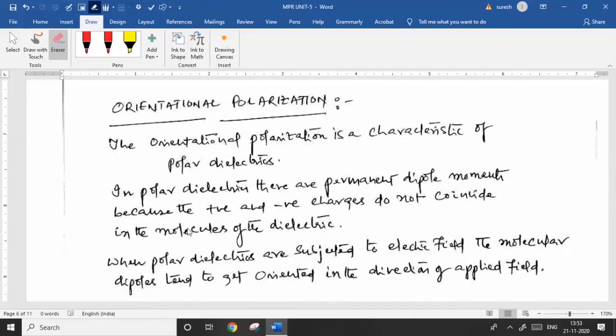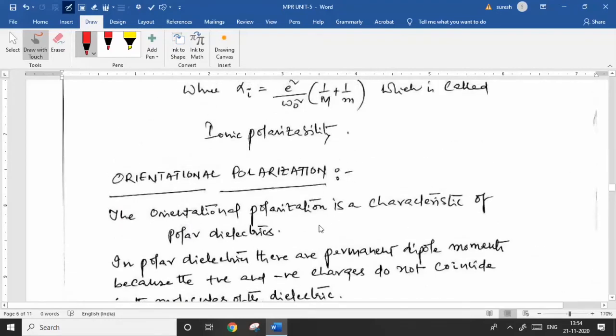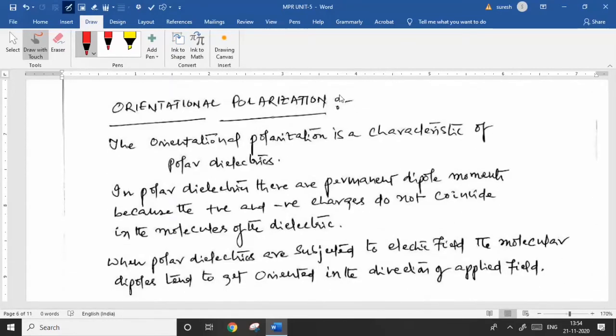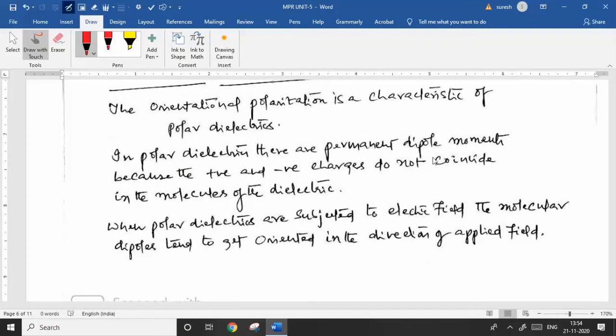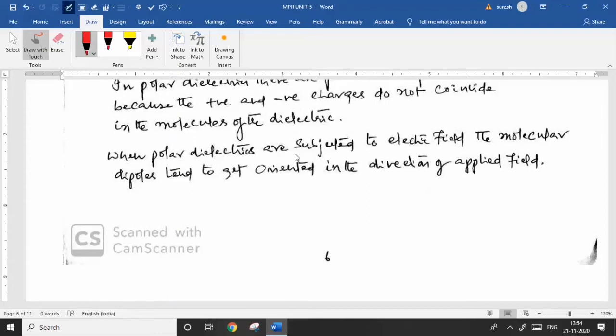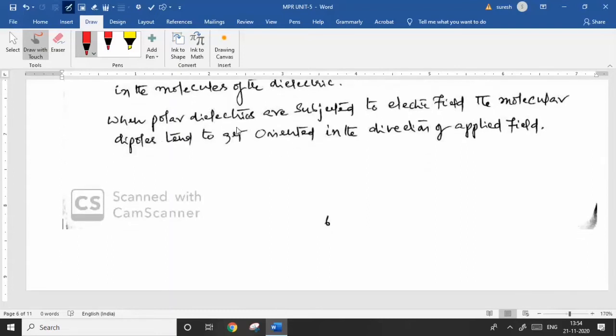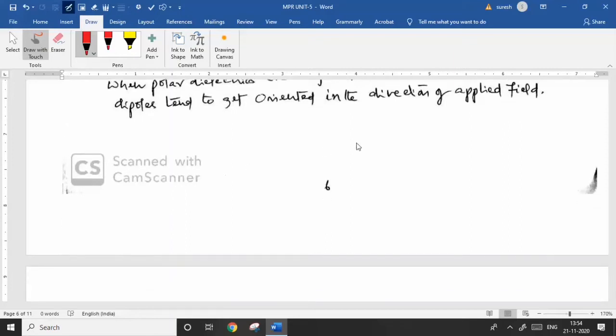Now after finishing electronic polarizability and ionic polarizability, the third part of polarization is called orientational polarization. It is a characteristic of polar dielectrics. In one word, orientational polarization is one of the best characteristics of polar dielectric materials. In polar dielectrics, there are permanent dipole moments because positive and negative charges do not coincide in the molecules of the dielectric. For example, when polar dielectrics are subjected to an electric field, the molecular dipoles tend to get oriented in the direction of the applied field.